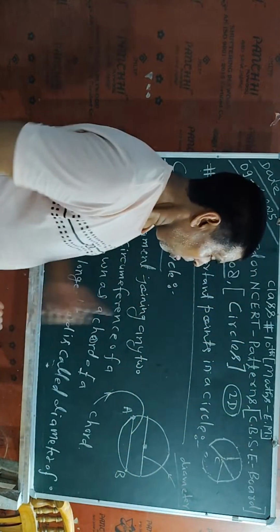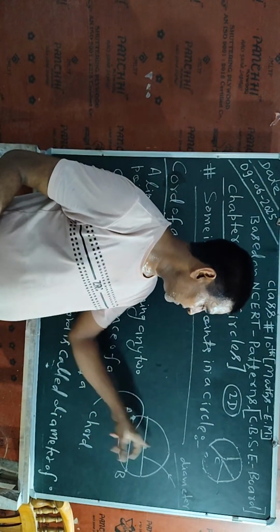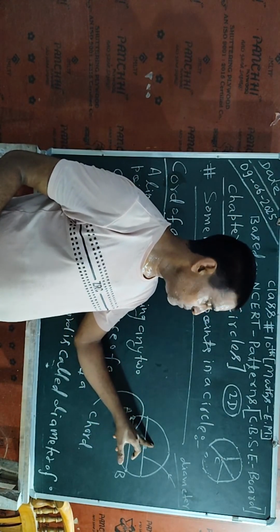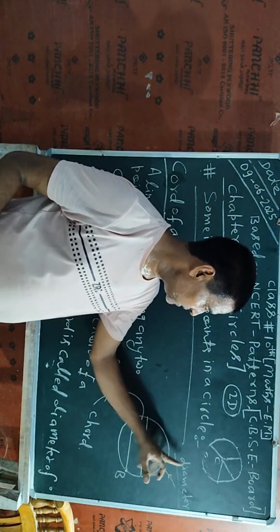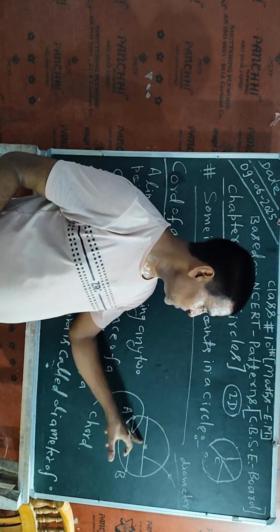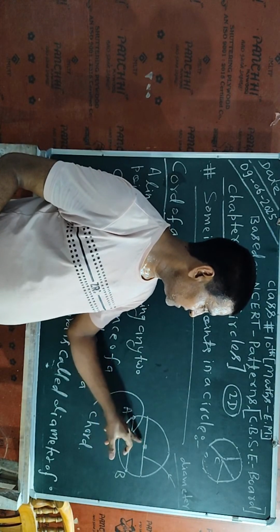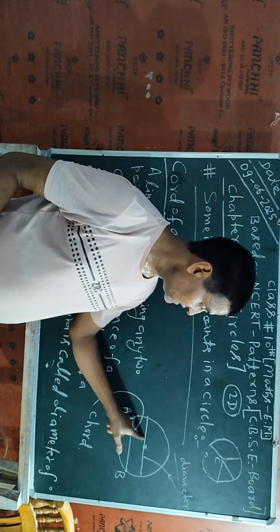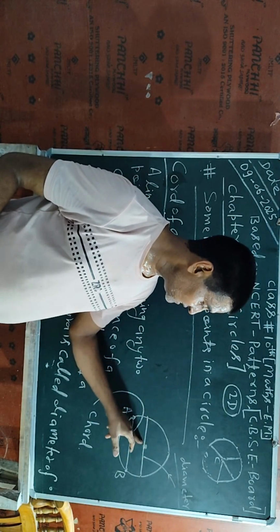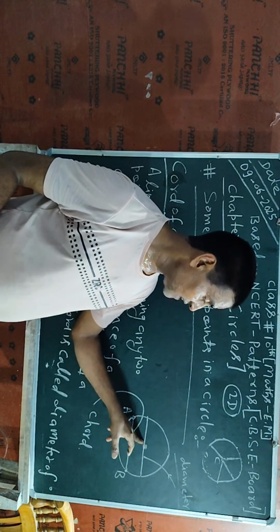So what is a chord? I have explained this here. And what is the diameter of a circle? That is also here, because this is also called a chord. This is also a chord, but the difference is that the longest chord of a circle is called the diameter of a circle.